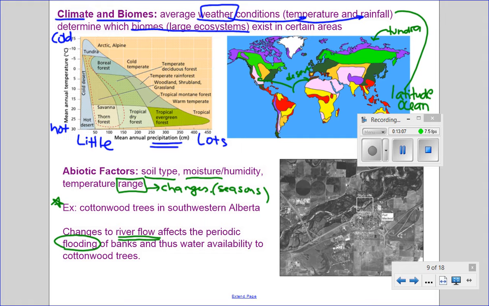Would anybody like to ask any questions about climate or about these abiotic factors? That picture is from near Fort McLeod, which is just a little bit south of us, and that's where this example of cottonwood trees is taken from.